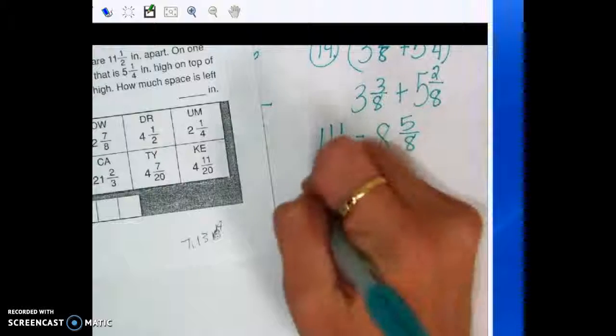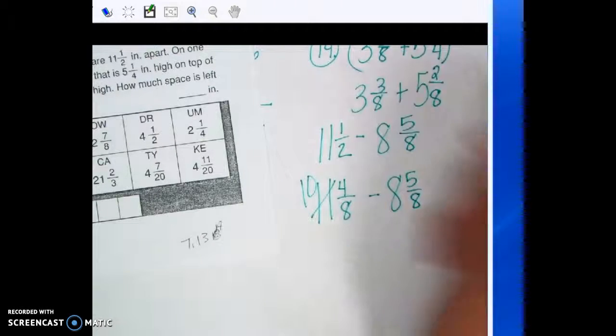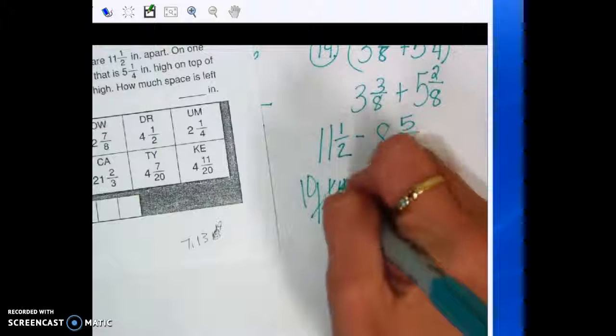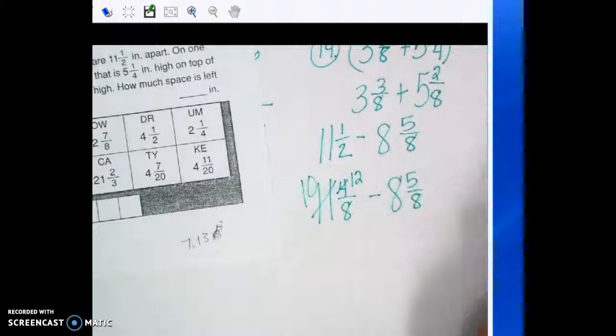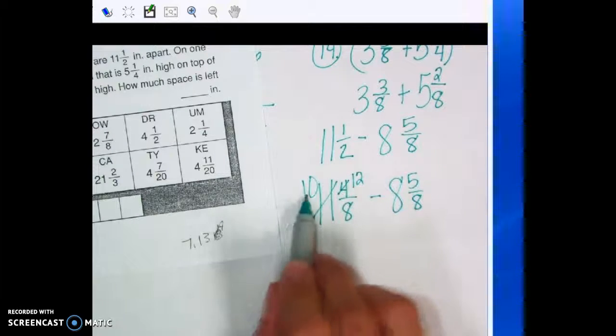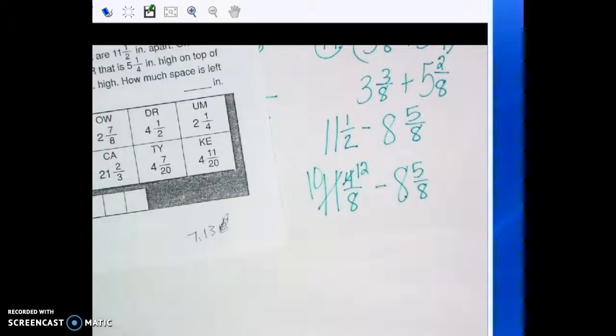So I need to borrow one of these. The one that I borrow, I'm cutting into 8 pieces. So I have 8 pieces plus the 4 pieces. That gives me 12. So now subtract: 12 minus 5 and 10 minus 8. And then your denominator stays an 8.